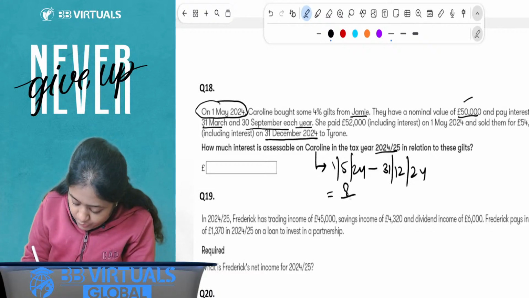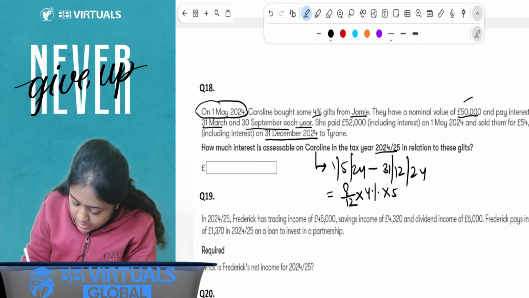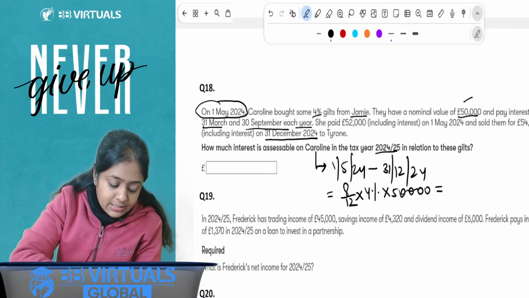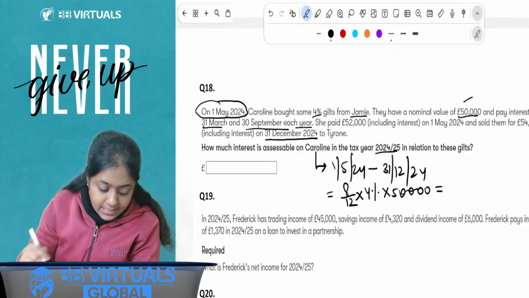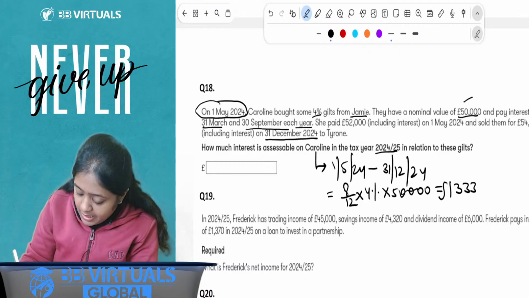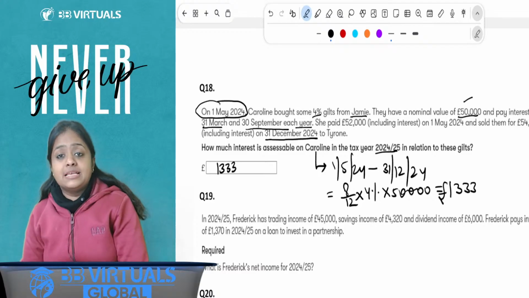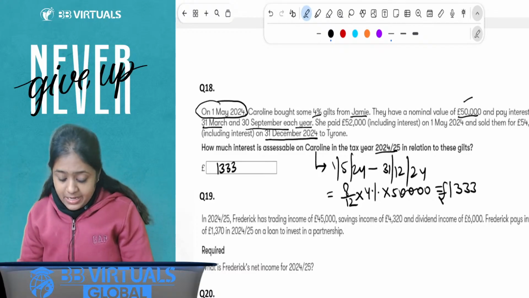So my answer would be 8 months multiplied by 4% as the interest rate and the nominal value is 50,000. So I will get here 50,000 multiplied by 4% multiplied by 8 by 12. And I get here 1,333. So this is my answer for the interest that will be assessable in the hands of the candidate. Right? I hope I'm very, very clear on it.